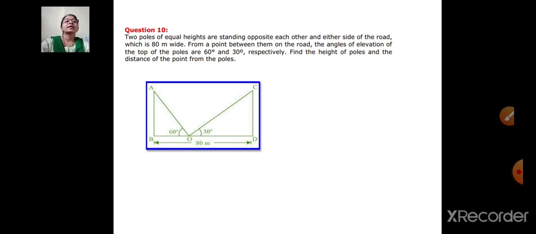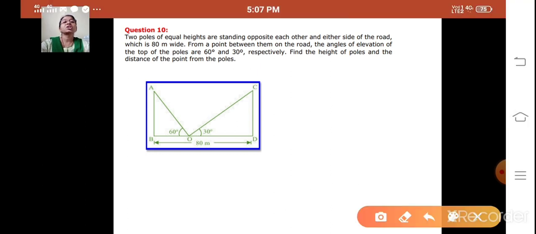So here AB and CD are the poles which are standing on either side of an 80 meter wide road. Right? Point O is in between B and D in such a way that the angles of elevation are 30 degree and 60 degree respectively.